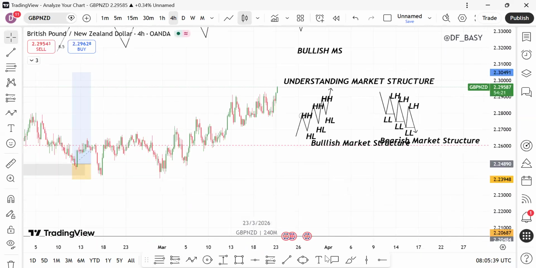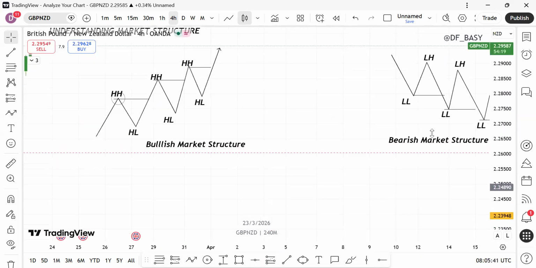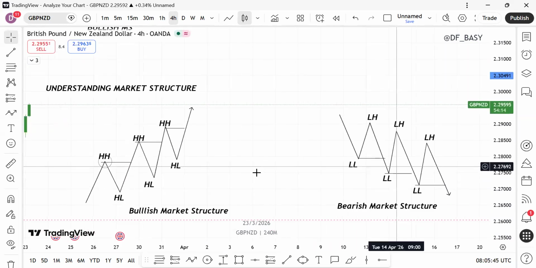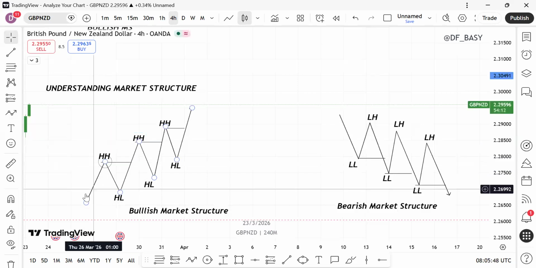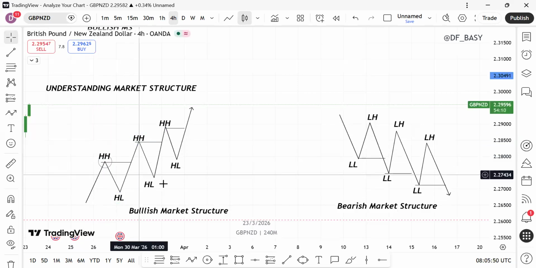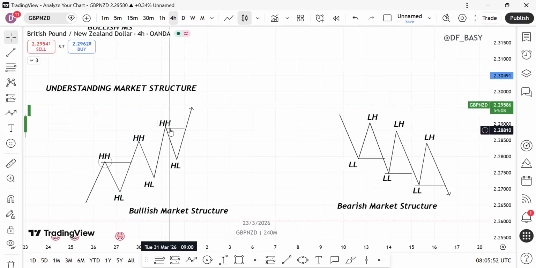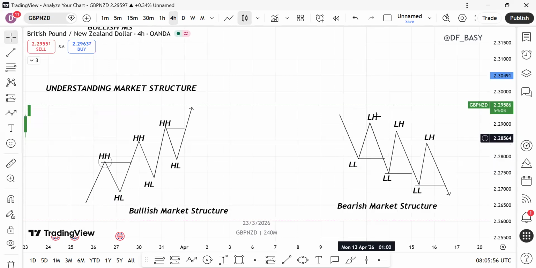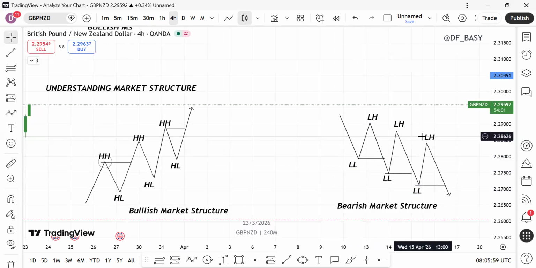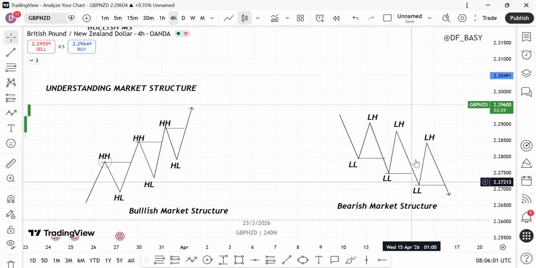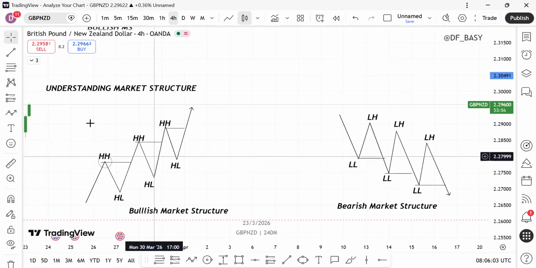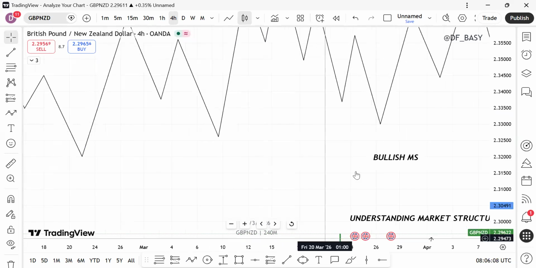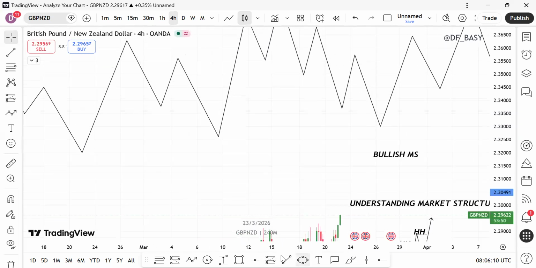Over here, what you see in the market is simple. This is the Bible version of market structure, in the sense that market breaks higher highs, higher lows, higher highs, higher lows, higher highs, breaking structure to the upside. For a downtrend, bearish market structure, you have lower lows, lower highs, lower lows, lower highs, lower lows. The market is breaking structure to the downside, while on the uptrend, market is breaking structure to the upside.